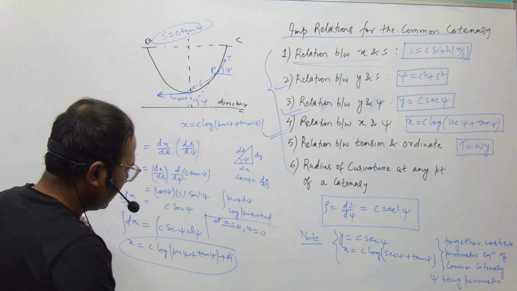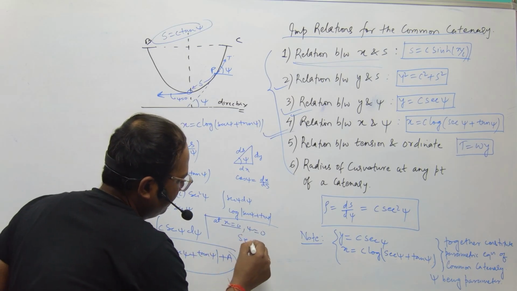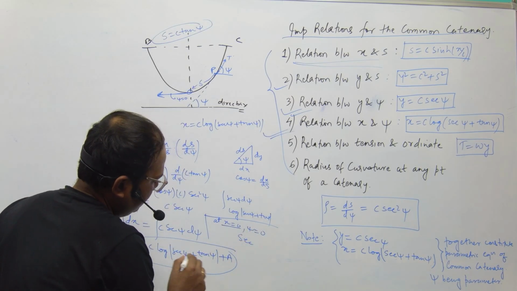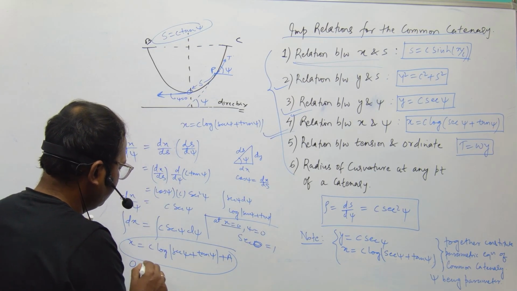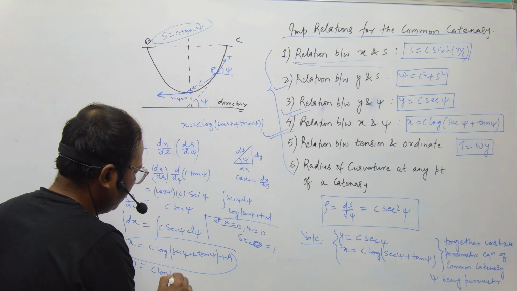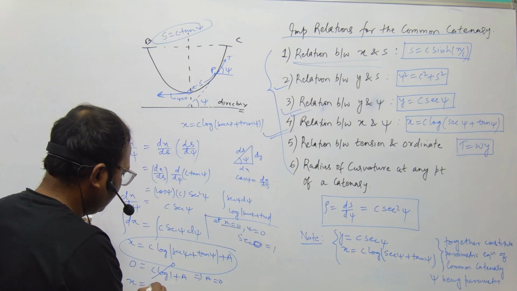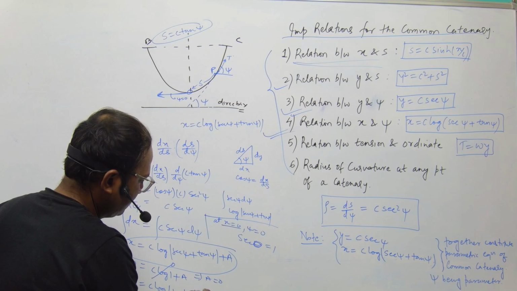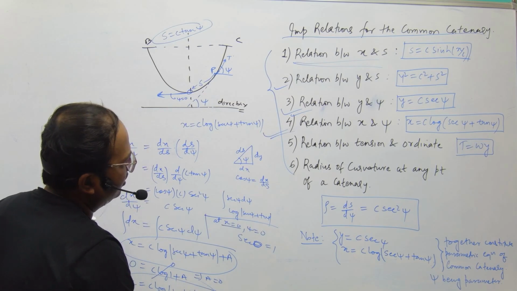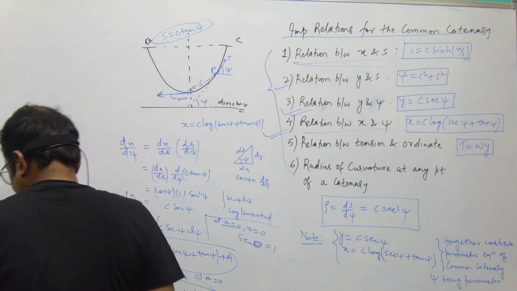When we put psi equal to 0, tan psi is 0 and sec 0 will be 1. So 0 is equal to c times log of 1 plus a. Log of 1 is 0, so this means a is equal to 0. So we have x is equal to c times log of (sec psi plus tan psi). This is the proof of relation 4. Now let us discuss relation 5.